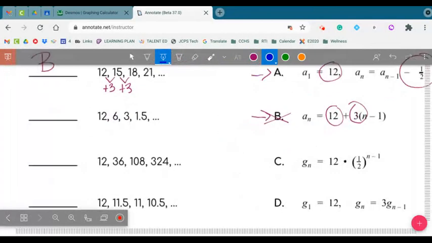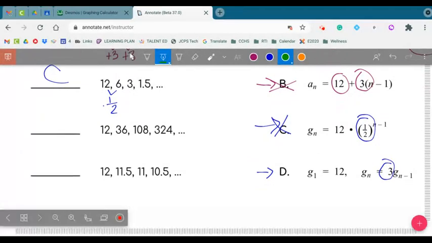Next one, I go from 12 to 6 to 3 to 1/2. You're multiplying by 1/2 because you're going down, but not by the same amount. So that's the geometric. This geometric, they're multiplying by 1/2, and this one, they're multiplying by 3. So this one has to be C.